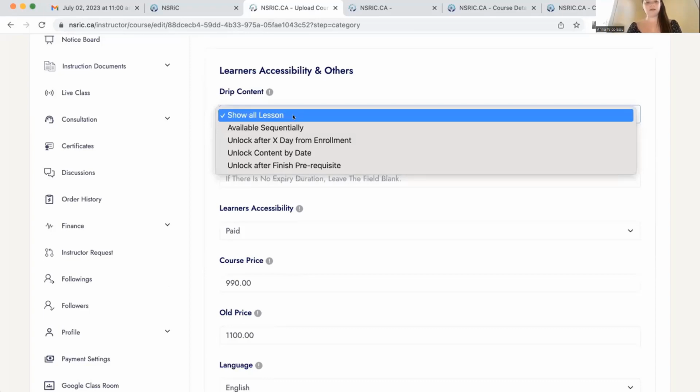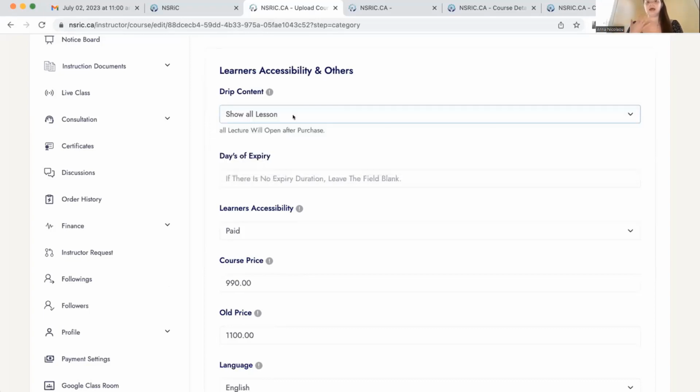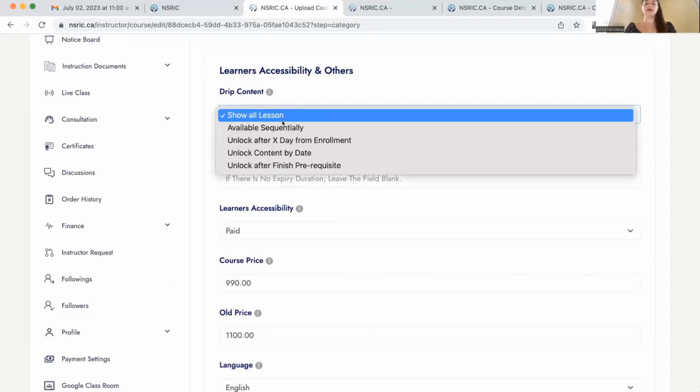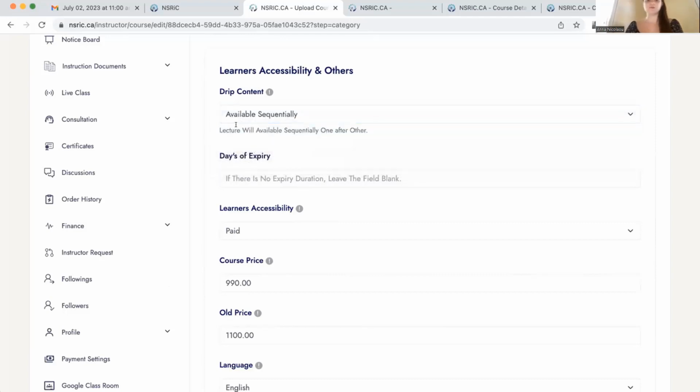You can choose show all lessons, which is what I personally do. That means all the lectures will open after purchase. So all the lectures and all the materials, after someone has purchased it, they'll be able to access it all. That's an option, and that's what I personally like. There's also available sequentially. That means a lecture will be available one after the other. When they buy the course, the first lecture is available. They can watch that, and once they've done that, they can move on to the second one, then the next one, and so on until eventually they get to an assessment, and they can do the assessment.